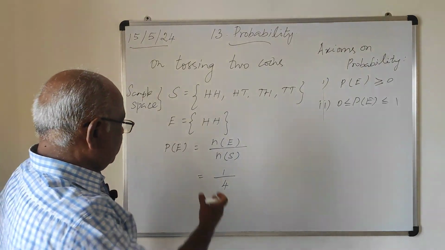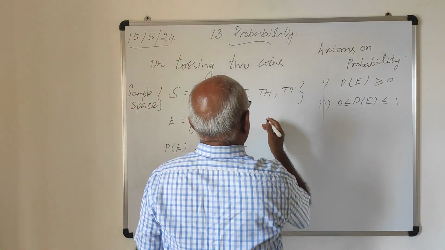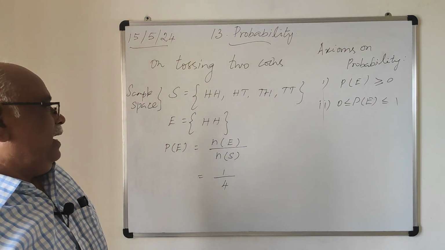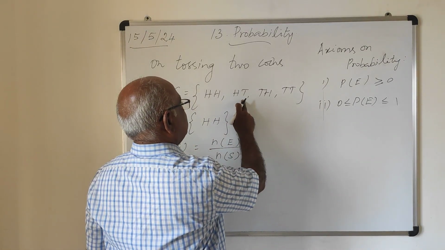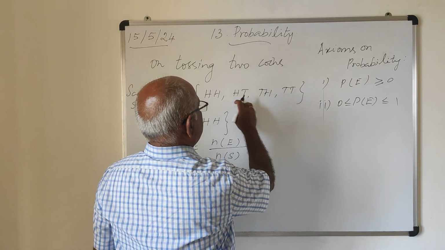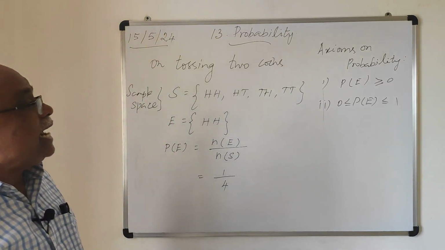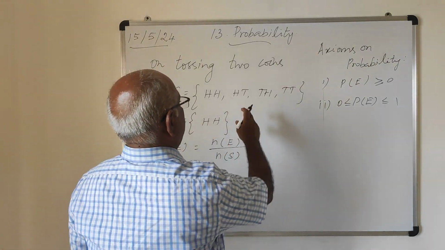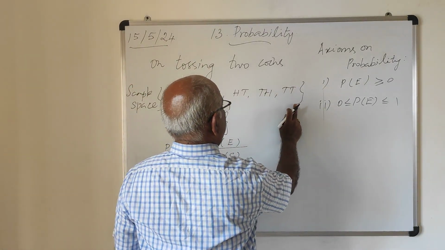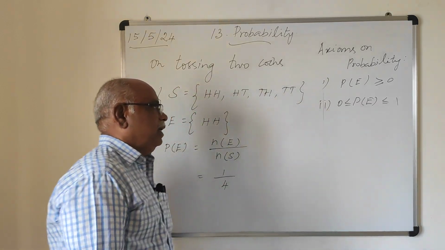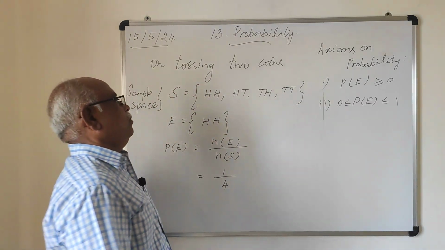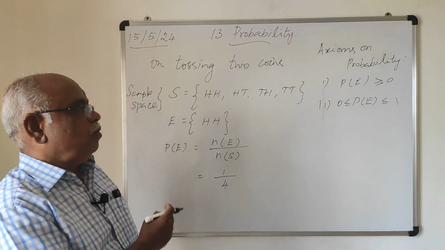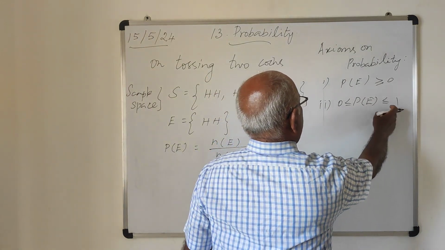Similarly, in the same experiment, if you consider the favorable event E as at least one tail, the outcomes HT, TH, TT are the favorable events. Therefore, the probability of at least one tail is 3 by 4. That's also a fraction. So the probability of any event should be a fraction. It lies between 0 and 1.